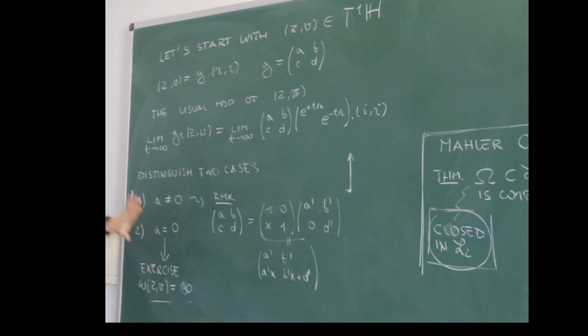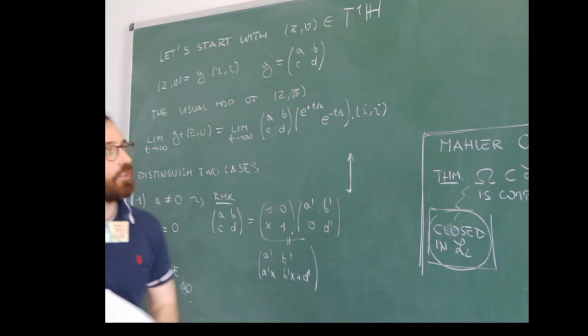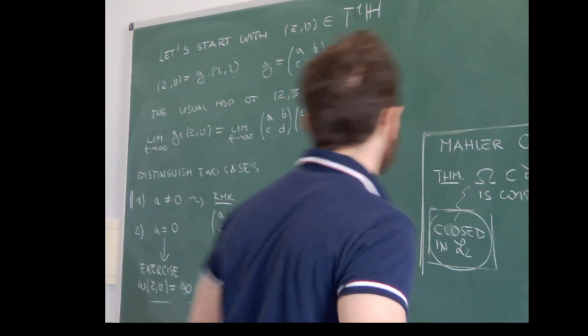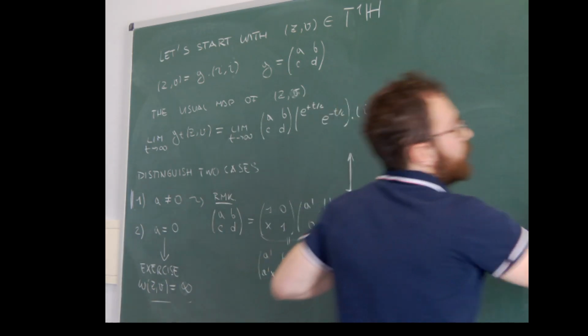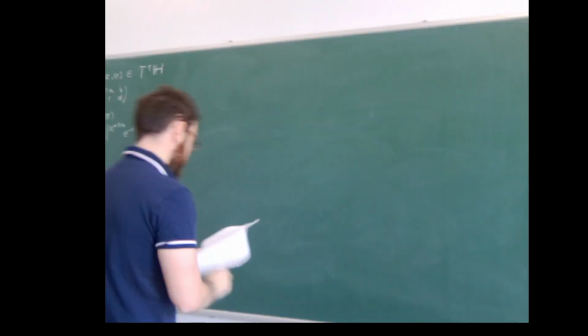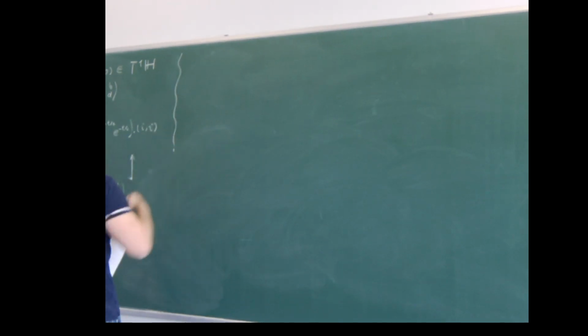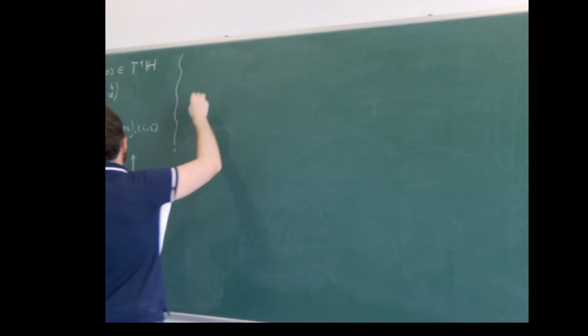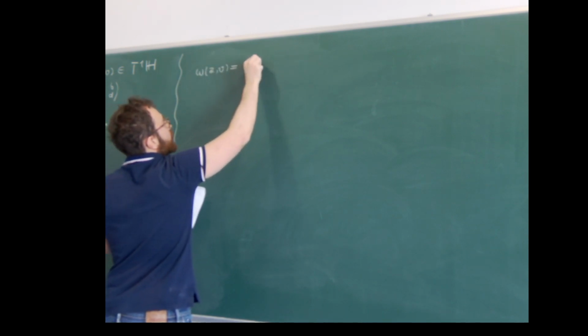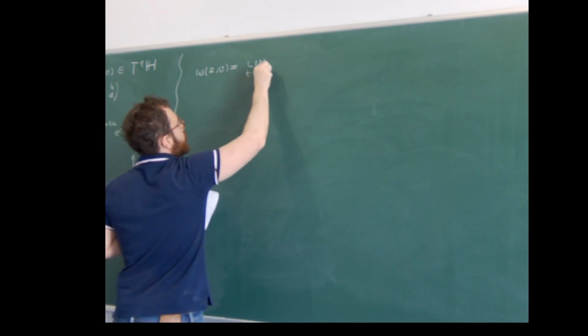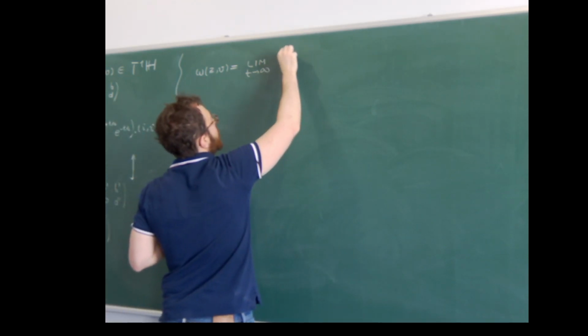Okay, so in the second case, again, this case is kind of not important for the proof of this theorem, but I leave it as an exercise. Okay, so by writing our matrix like this, let's compute the visual map. So this is what Davide did last time, right? So we have that omega z v is the limit for t tending to infinity of what?